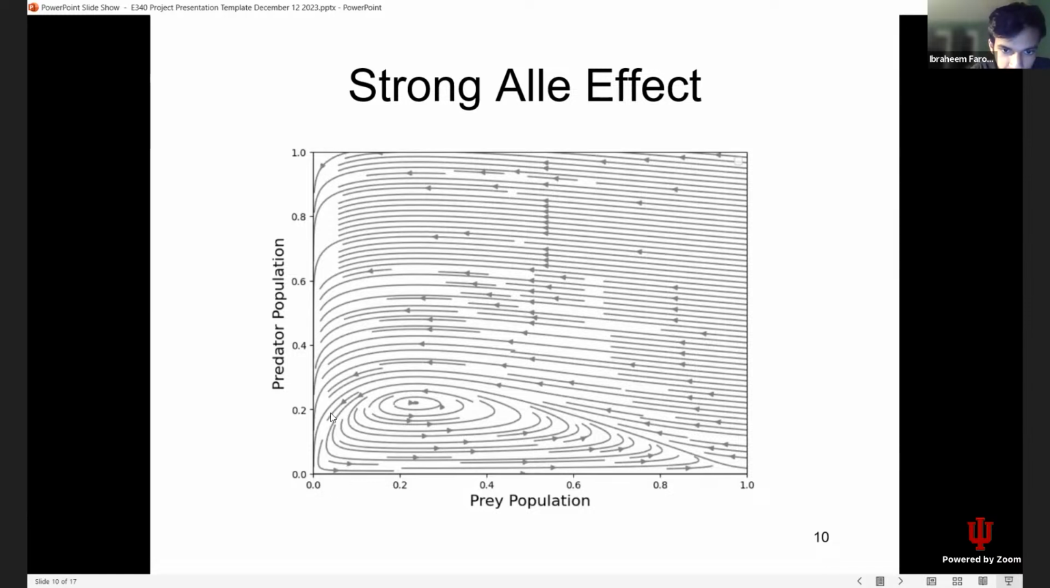Basically, if the prey population is above this threshold, the growth rate is positive. But if it's below this threshold, it's very tough to see because of the bounds in the specific graph. But if it's like here, 0.001 or something like that, the growth rate will be negative, causing the whole system to go straight to extinction. So that's the Allee effect.